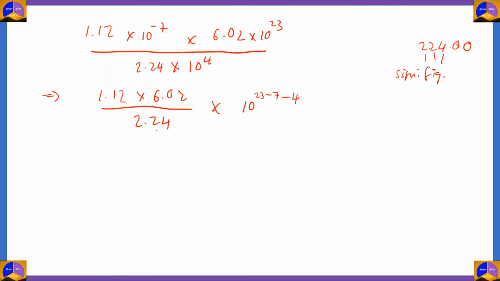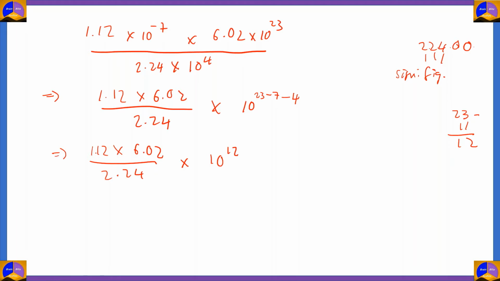which will be equal to 1.12 into 6.02 divided by 2.24 into 10 raised to 12. 23 minus 7 plus 4 is 11. 23 minus 11 is 12. So that's why we got 10 raised to 12.